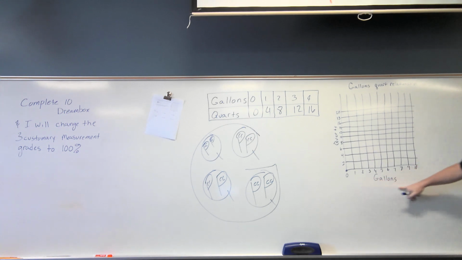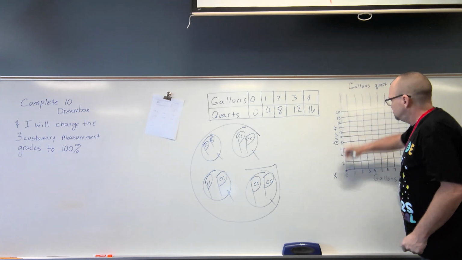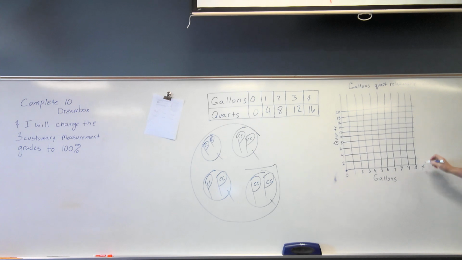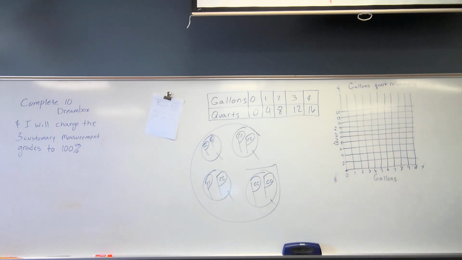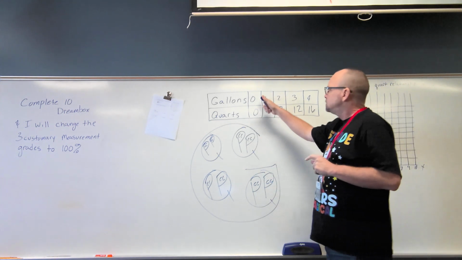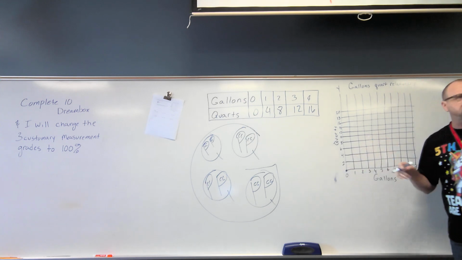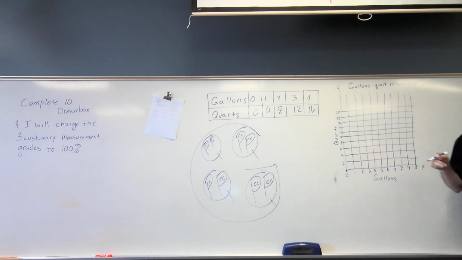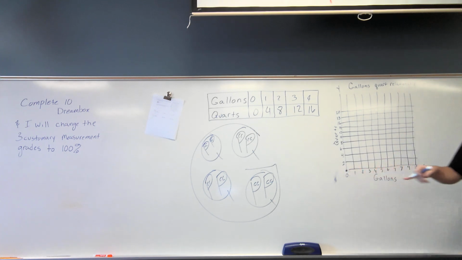This part says gallons, and this is actually called the x-axis. This is the y-axis, which is going to get important as we move on after the break of spring. So we start at 0, 0. Anybody know what 0, 0 on a graph like this is called? It's the origin. It's where everything begins.